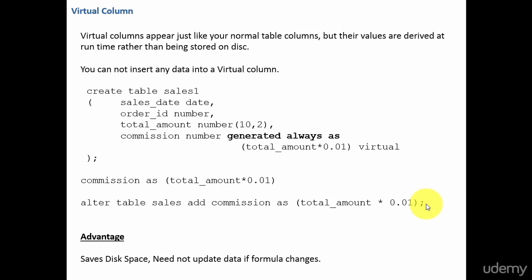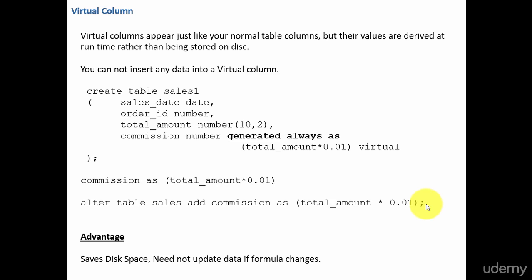Number one, it saves disk space. Why? Because the actual values are not stored on the disk. They are just generated at runtime. The second one, need not update if the formula changes. And again, since the data is not stored on the disk, you are not updating anything. Just you update the formula and all the values will be displayed accordingly.